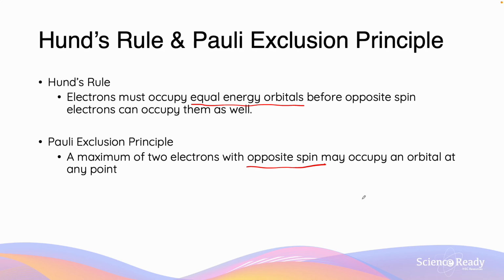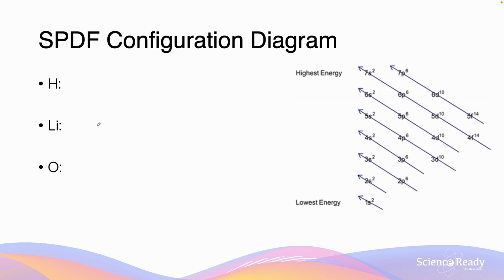So now we'll do some examples of SPDF configuration diagrams to help demonstrate the three rules in combination. As discussed earlier, we use SPDF notations to identify elements, and we can similarly use the configuration diagram in order to do so as well. Here we have 3 elements, hydrogen, lithium, and oxygen, to help aid our understanding. Now in the case of hydrogen, it has only 1 electron, which will go in the 1s orbital because it is the lowest energy orbital that is available.